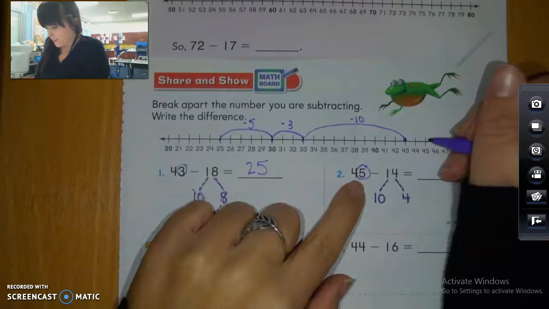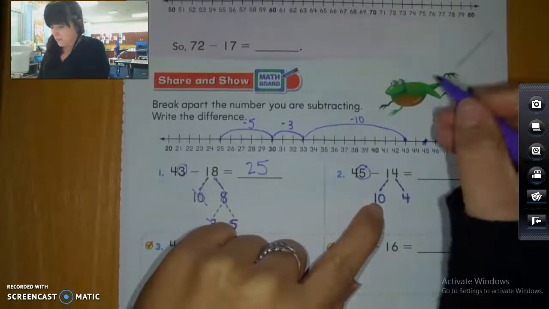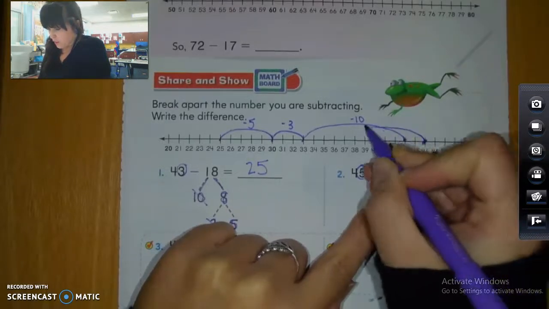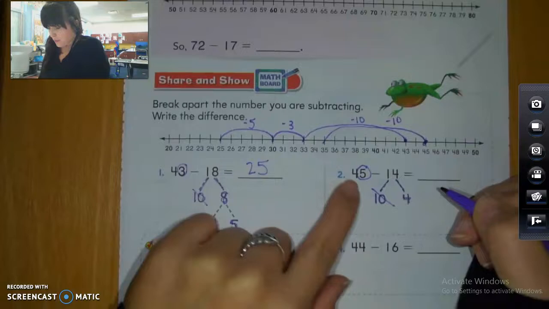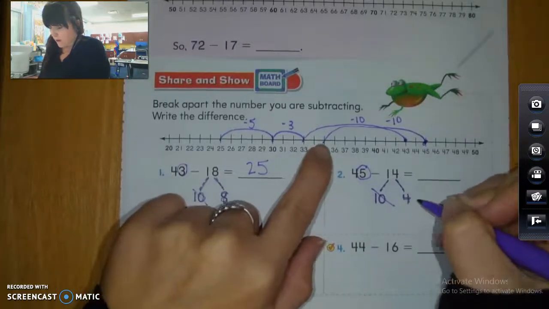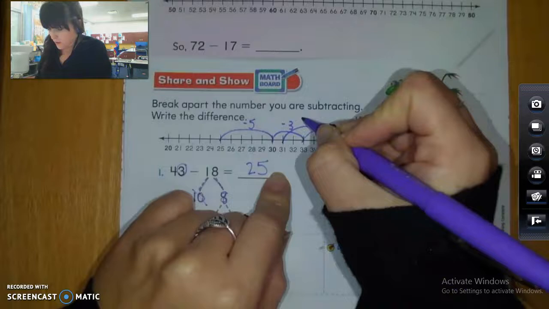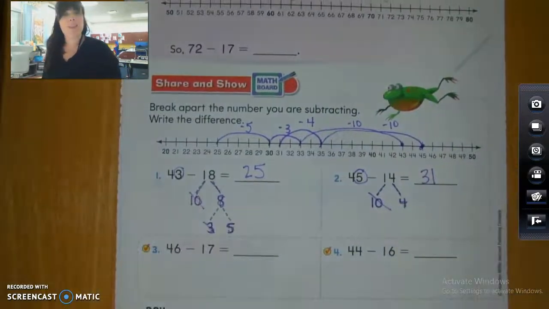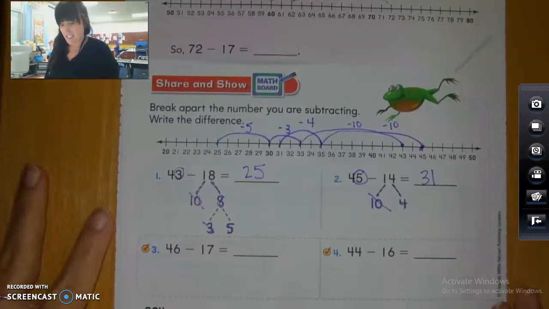So now we're going to go to 45, put our dot. Take away 10 first. 45 minus 10 will get us to 35. And then from 35, take away 4, I'm going to make a 4 jump, which will get me to 31. And there's my answer.